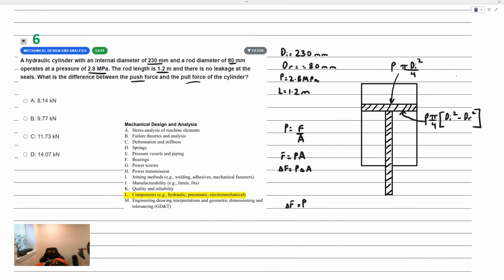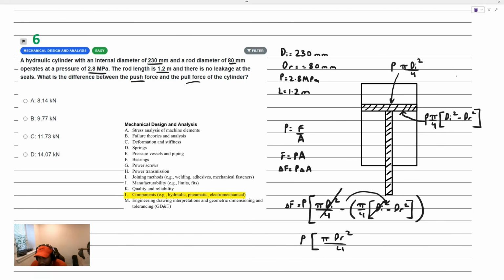Change in force is equal to pressure times the difference between these two areas. Right? The only difference between them is the d sub I term, so these are going to cancel out. And we're going to be left with a pressure times pi d sub r squared over 4. You see that minus kind of distributes here. That makes sense, right? The only difference between the upper and lower area is that rod area. We go ahead and plug into this equation here.